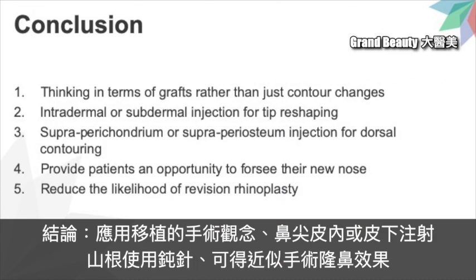So in conclusion, the optimal approach to non-surgical rhinoplasty necessitates thinking in terms of grafts rather than just contour changes. For tip reshaping, intradermal or subdermal injection with a needle is advised. For dorsal contouring, supraperichondrial or supraperiosteal injection with a fine cannula is suggested.